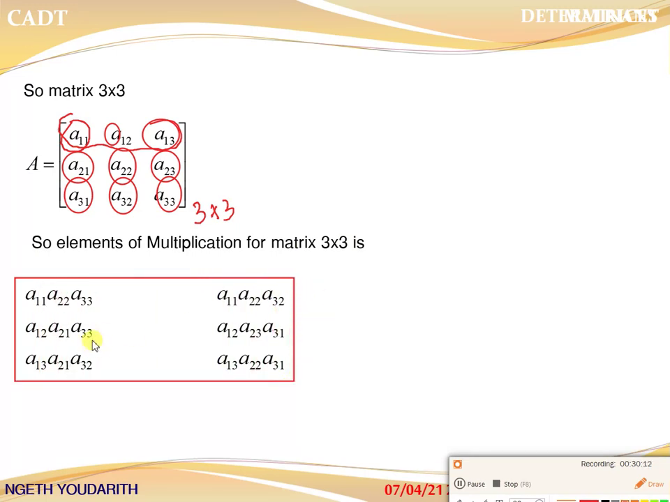How can we get this? We don't think about the sign. First we don't think about the sign, but why do we get this form? So in the next slide or the next page, we explain why this comes to be the element of multiplication of matrix 3 by 3.